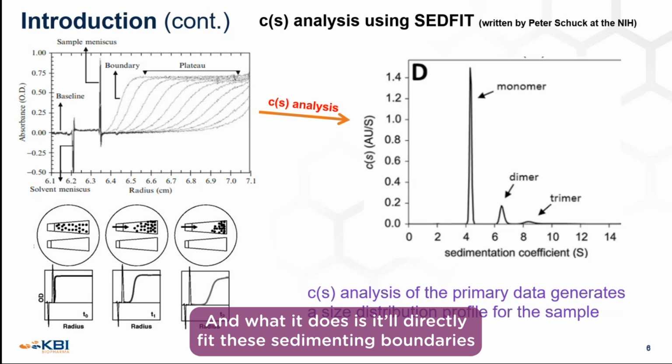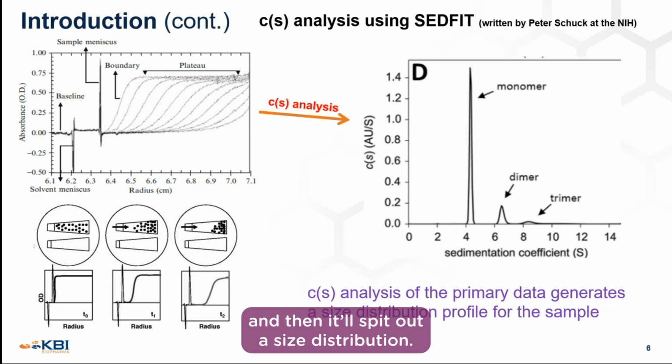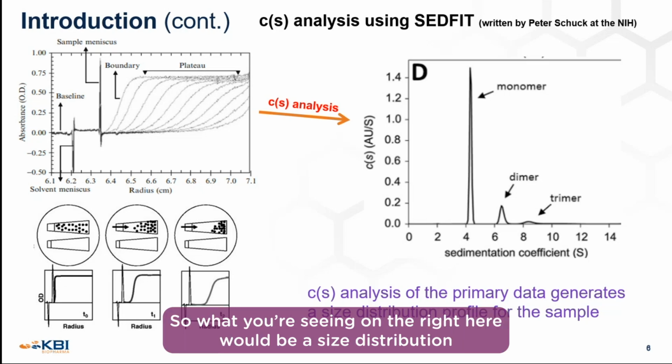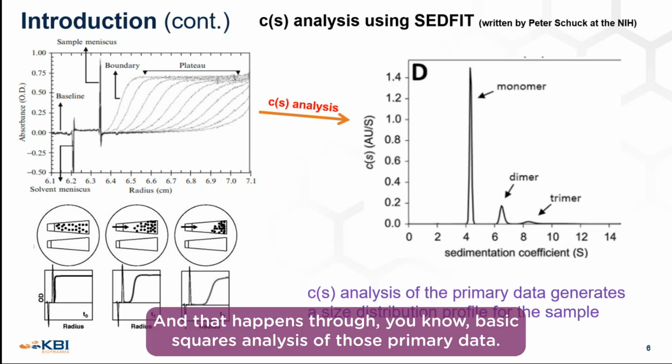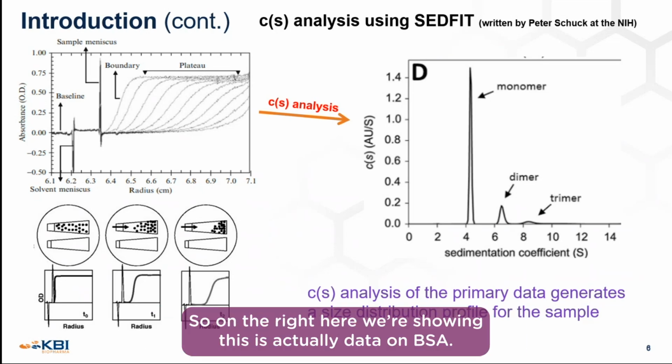What it does is it directly fits these sedimenting boundaries, and then it spits out a size distribution. What you're seeing on the right here is a size distribution that can then describe those sedimenting boundaries. That happens through basic nonlinear least squares analysis of those primary data. On the right here, this is actually data on BSA.